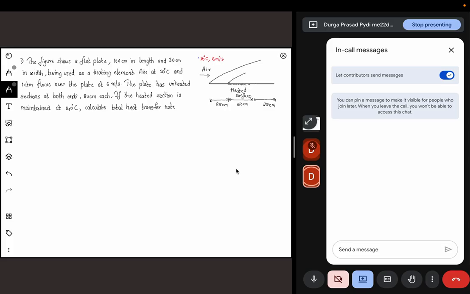The plate has both unheated sections. If the heated surface is maintained at a constant temperature of 140 degrees Celsius, calculate the total heat transfer rate. Are there any ambiguities in the question or anything that you did not understand? Yeah, I guess the question is clear.